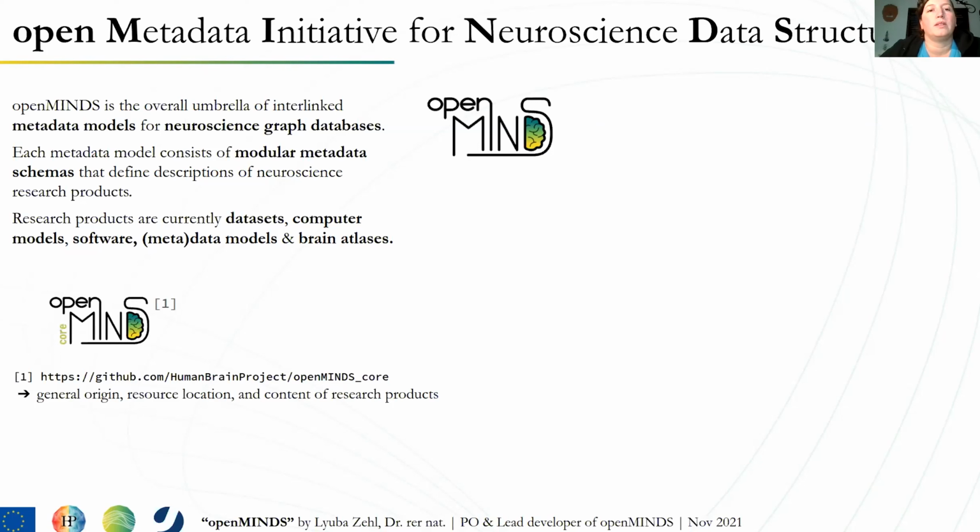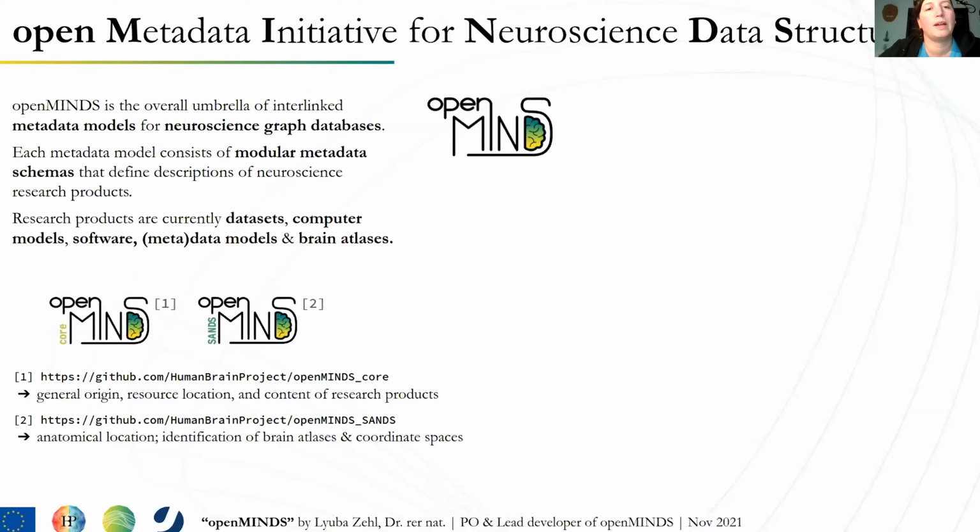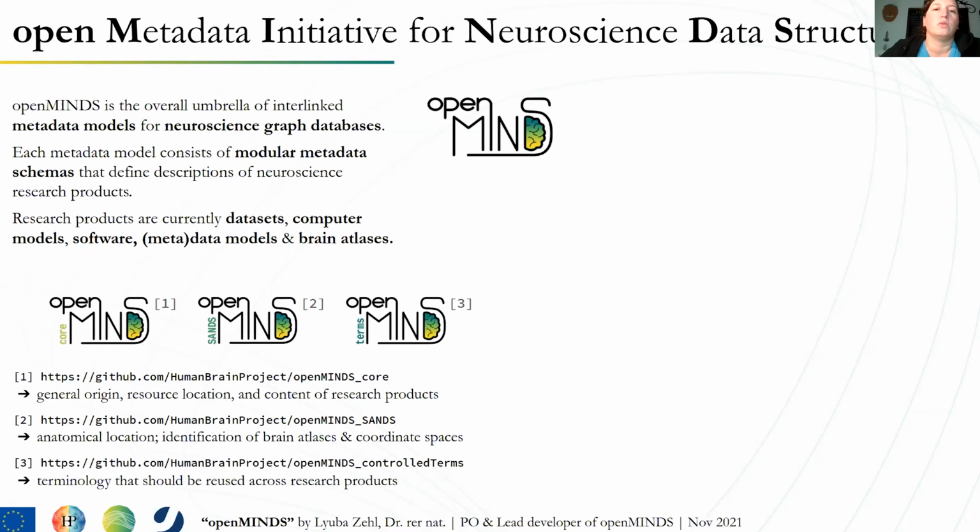We have openMINDS core, which covers the description of the general origin, the resource location, and the content type of research products. We have openMINDS SANDS, which can be used to describe the anatomical location of neuroscience data, or to identify reference brain atlases and coordinate spaces according to respective ontology models. And we have openMINDS controlled terms, which are attributes for terms of specific terminology, so that they are really well defined and reusable across research products.